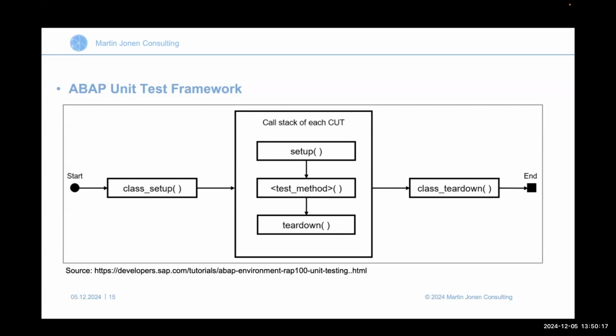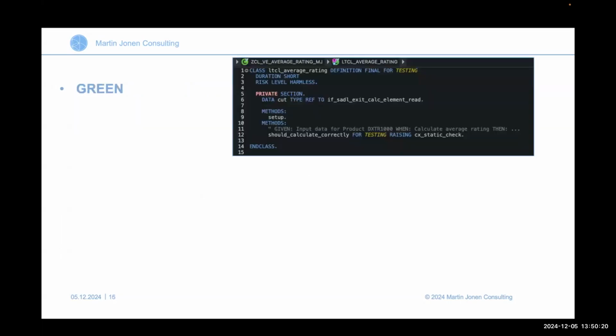With this in mind, we are creating our green test. So we are creating a test class, the local test class for testing. We are declaring a CUT as the component under test. It's our productive class, a reference to the interface or our productive class. In the first step, we are creating this setup method and our first test method.